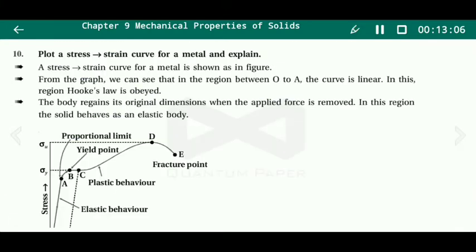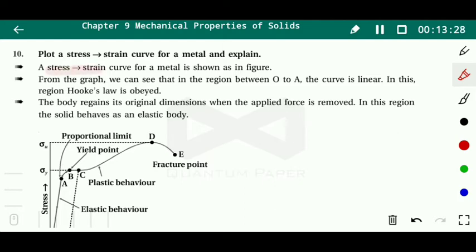Okay. Now we learn about the stress strain curve for a metal. It is very important in this chapter. Okay. So we learn these things. A stress strain curve for metal is shown in the figure.